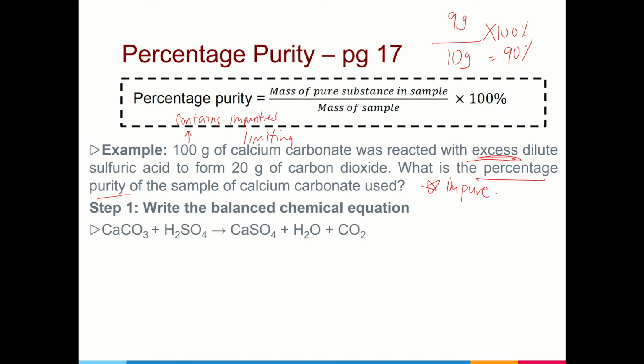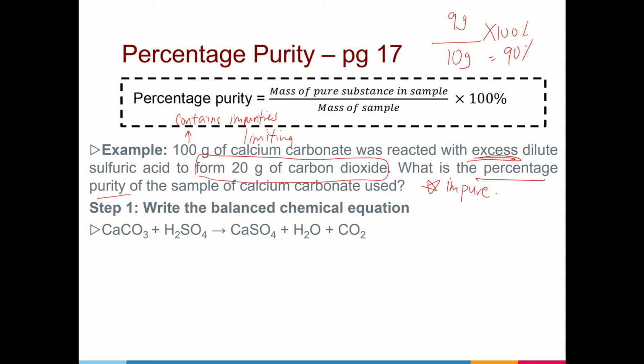So let's take a look. Likewise, the steps are always the same. We always calculate by using the balanced equation first, to get the mole ratio. They tell you 20 grams of carbon dioxide is formed, so we need to work backwards. Because this 100 gram is impure, it contains something else, so we cannot find the number of moles directly. I repeat, because it's impure, this 100 gram contains impurities, so it is not an accurate value.